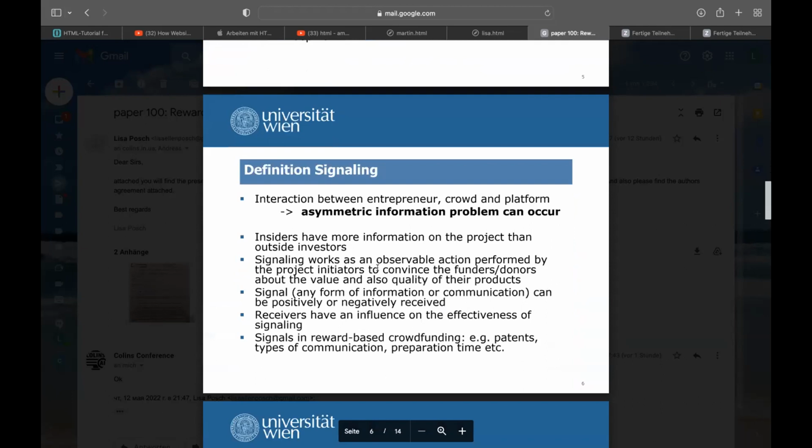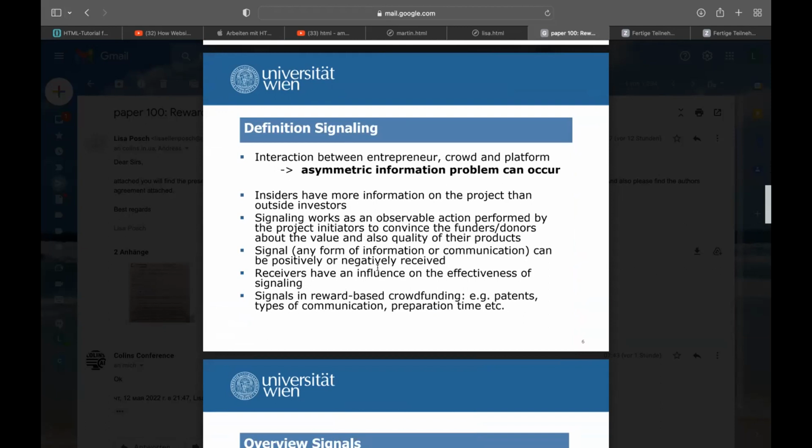Then in the next step, I'd like to give a definition of what signaling is. It's within the triadic relationship of the crowd, the entrepreneur, and also the platform. There's this asymmetric information problem that can occur, which means that insiders have more information about the project than outside investors. Signaling works as an observable action performed by the project initiators to convince the funders or the donors about the value and also quality of their products. This tries to bridge the information gap that can occur.